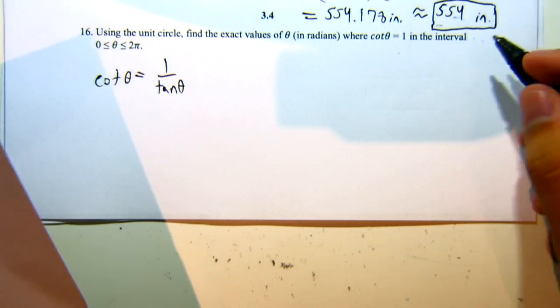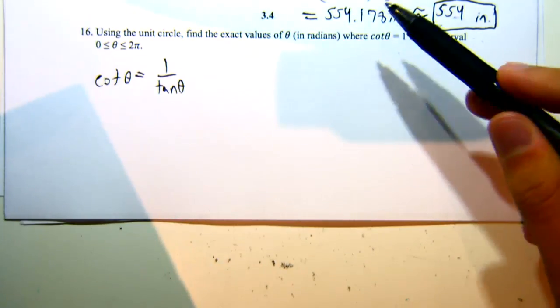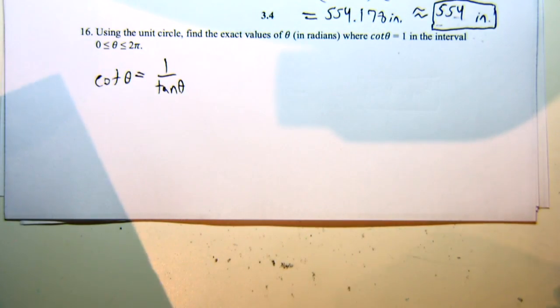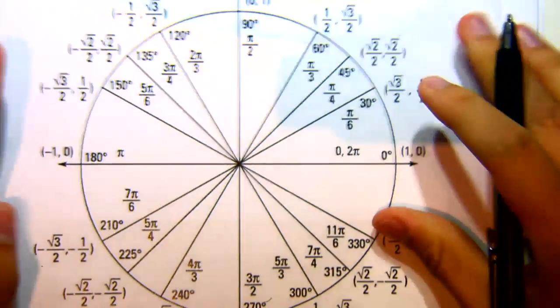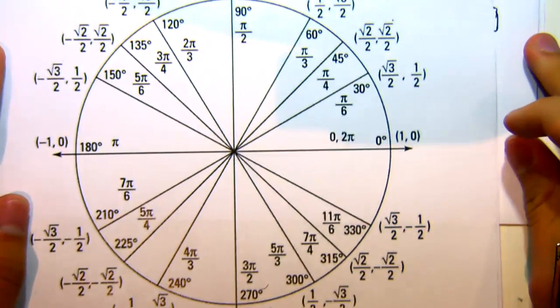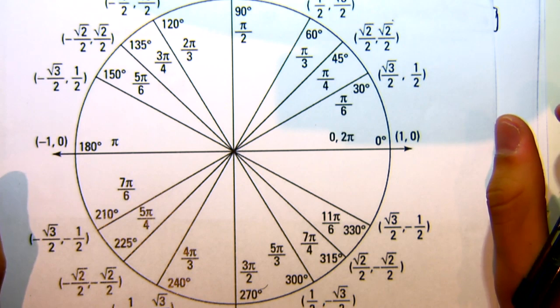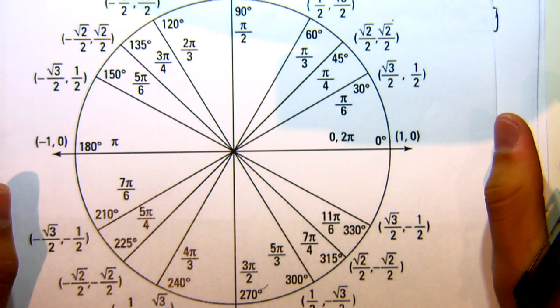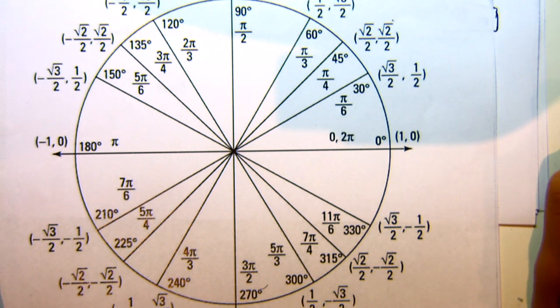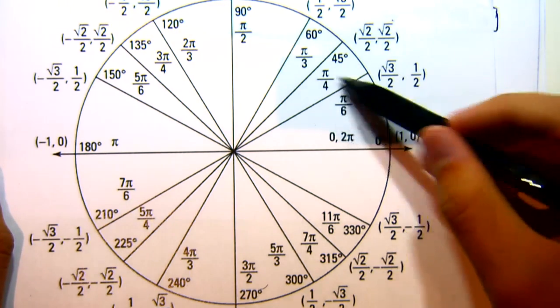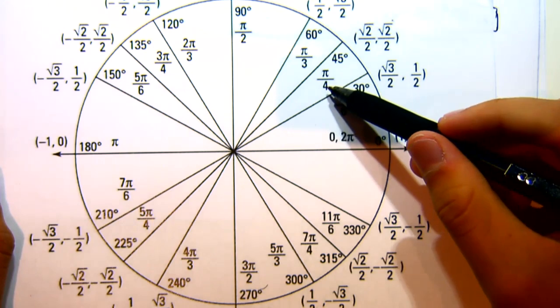So we just need to find where, when we do sine over cosine or y over x, it gives us a value of 1, and positive 1 at that. So where in the unit circle does that happen? Where do we have a positive 1 cotangent? First quadrant? Okay, good. And which angle? Pi over 4? All right, good.